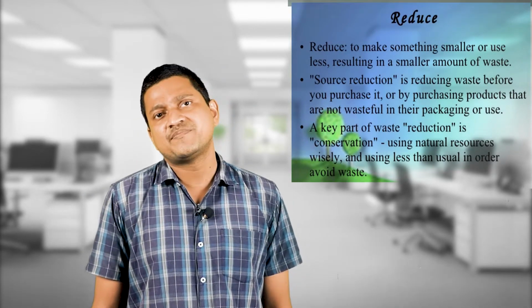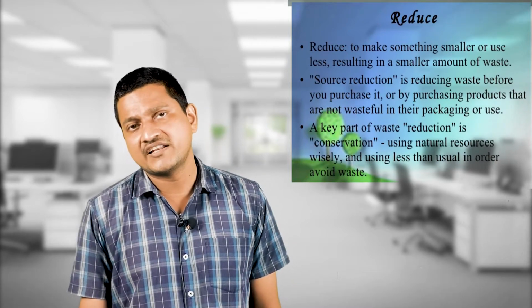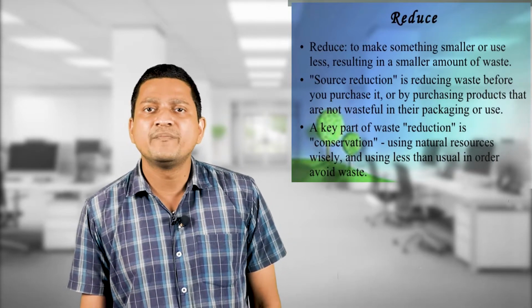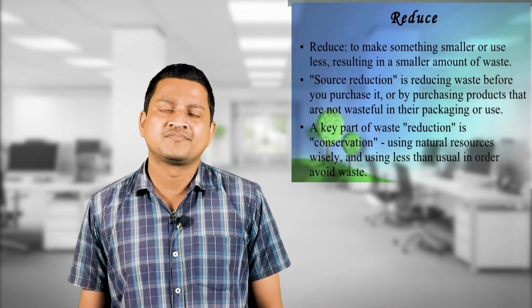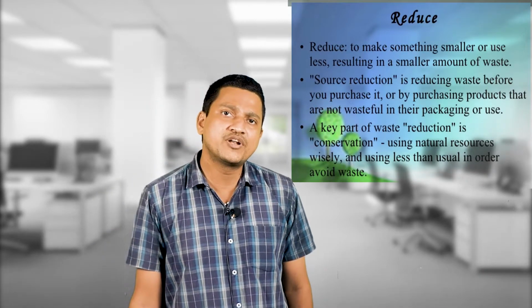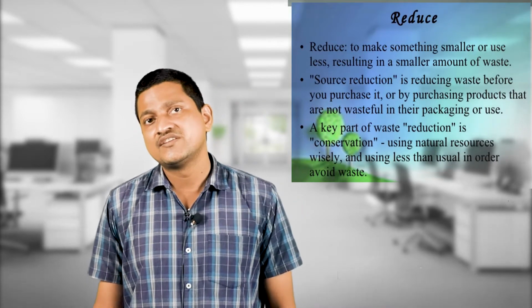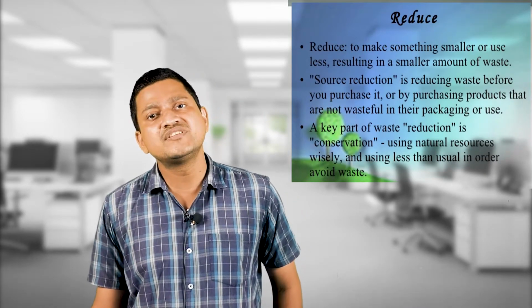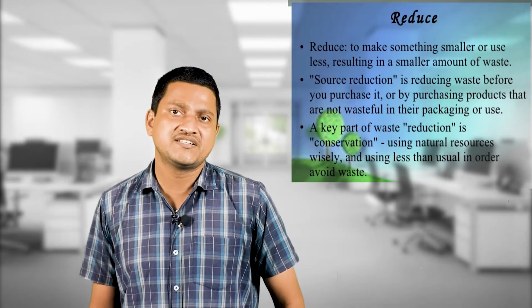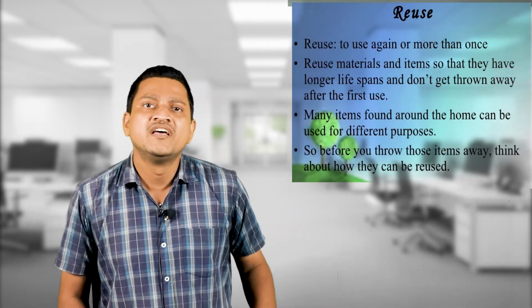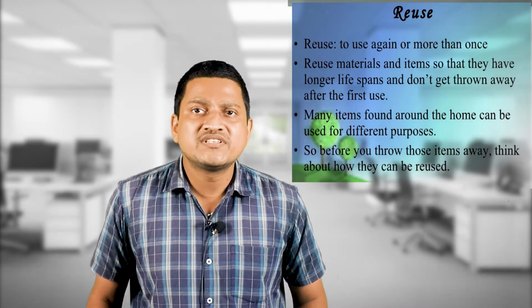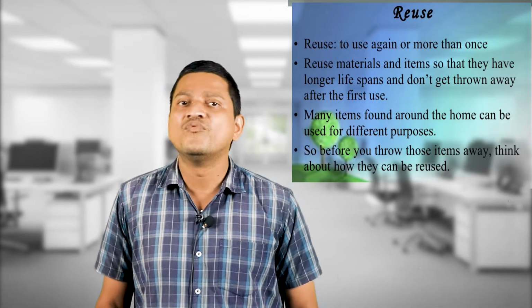That is the first R, reduce. Reduce means to make something smaller or use less. In this, the important point is source reduction. Source reduction means reducing waste before you purchase it. The second one is reuse. Reuse means to use again or more than once.